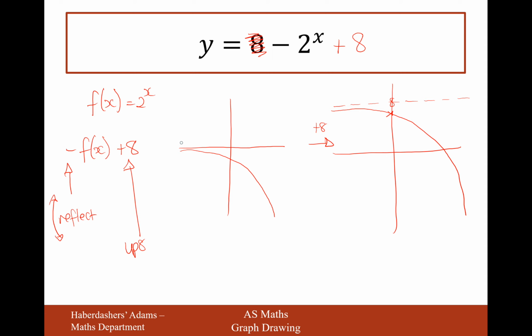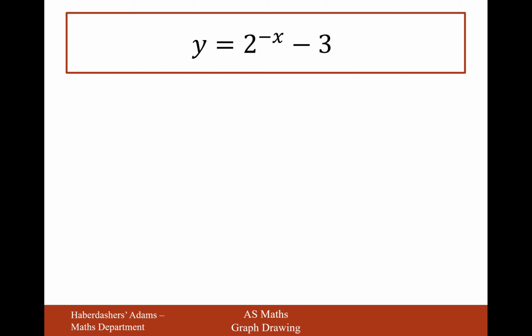Now remember, the starting point was this kind of graph here. And this point here is always 0, 1. So that would have got reflected down to 0, minus 1, and now it's been moved up 8, so it would now be at 0, 7. So this axis intercept here we can calculate, it's 0, 7.